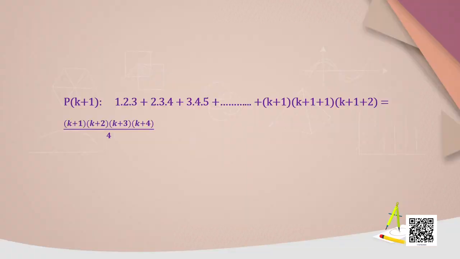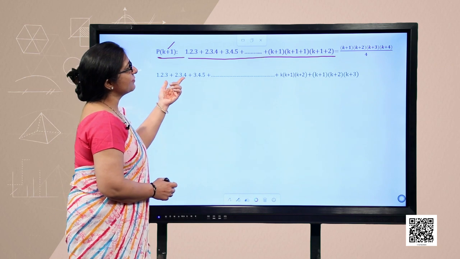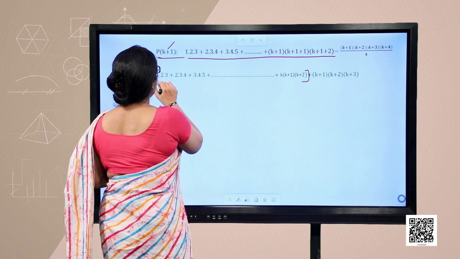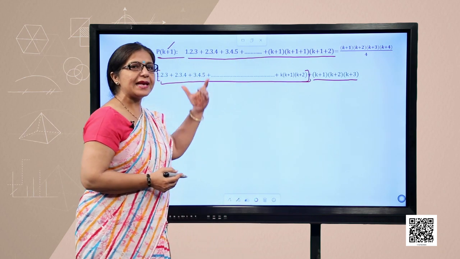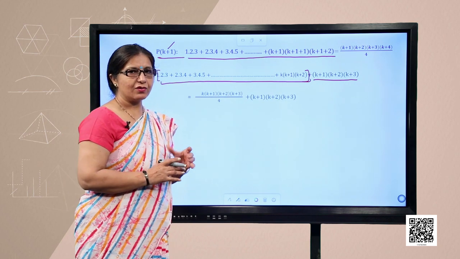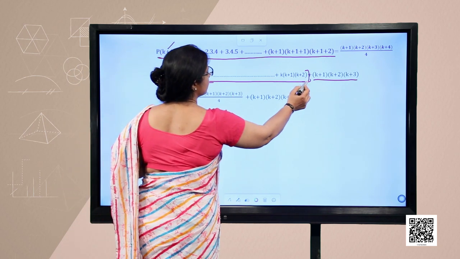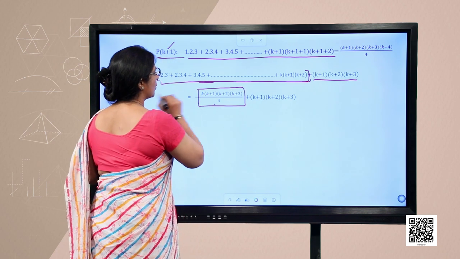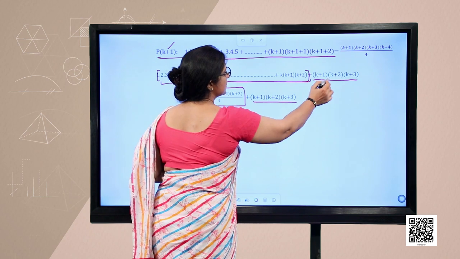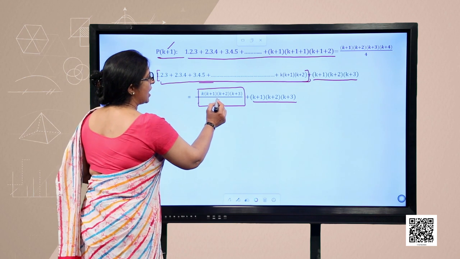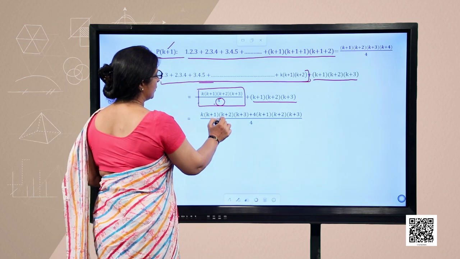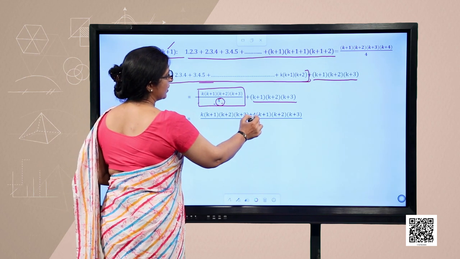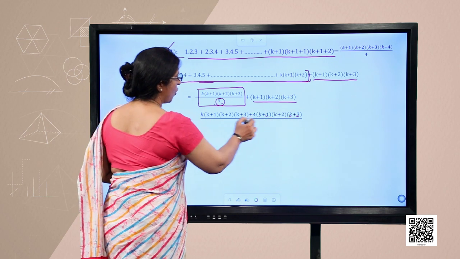Now, I have rewritten the statement to be proved, which is Pk plus 1. We got this result from the previous slide, that this is till the kth term, adding the k plus 1th term, and this entire expression will be replaced by the right hand side of equation 1. This is nothing but the same expression we have written, which is the k plus 1th term of this. Now, after taking 4 as LCM, we can write this expression as k into k plus 1 into k plus 2 into k plus 3, plus 4 into k plus 1 into k plus 2 into k plus 3, whole divided by 4.